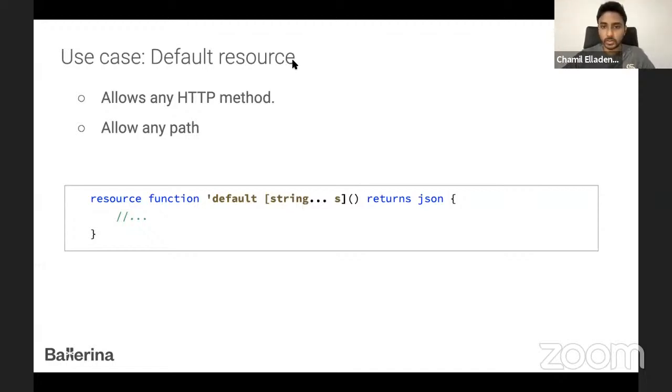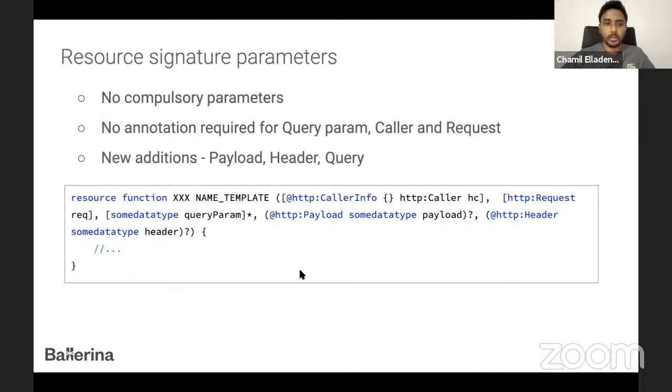So those are the things about the resource name. Now let's move on to the resource signature parameters. Resource signature parameters have also improved with some new additions. You don't need to specify the caller or the request. And we have introduced query, payload, and header parameters to the signature. Annotations are not required for query, caller, and request, but other params need different annotations. We will come to that later.